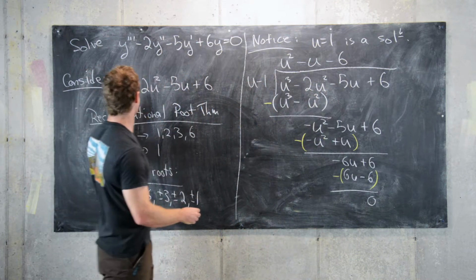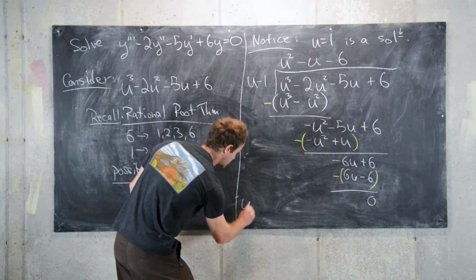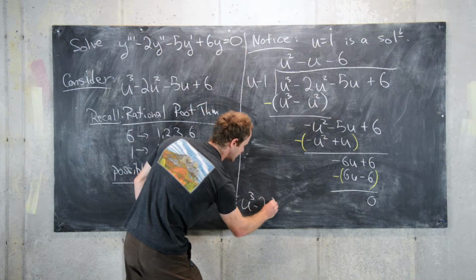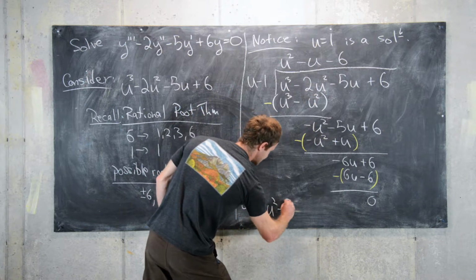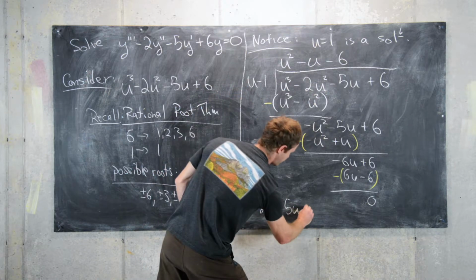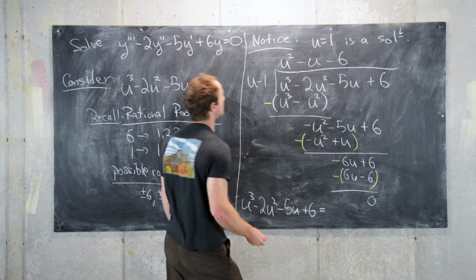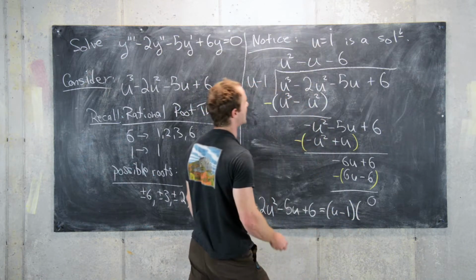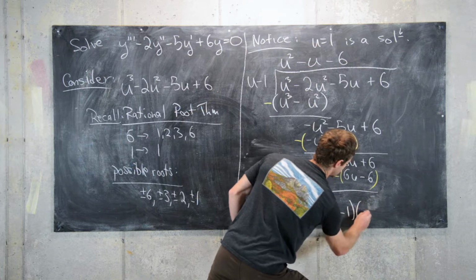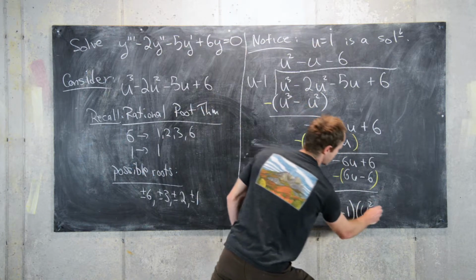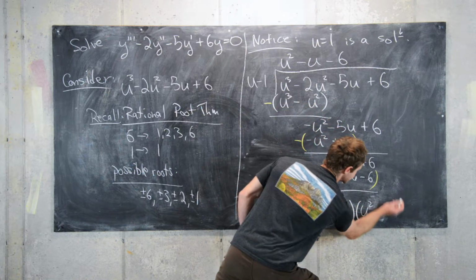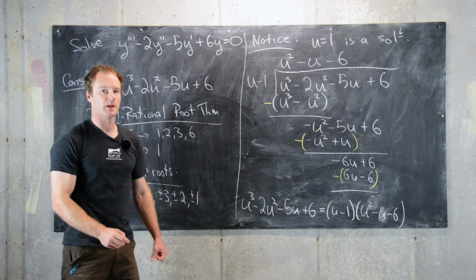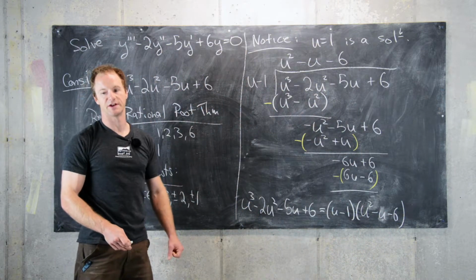So that tells us that our original polynomial, u cubed minus 2u squared minus 5u plus 6, equals u minus 1 times u squared minus u minus 6. Okay, good. So I'll clean up the board and then we'll finish it off.